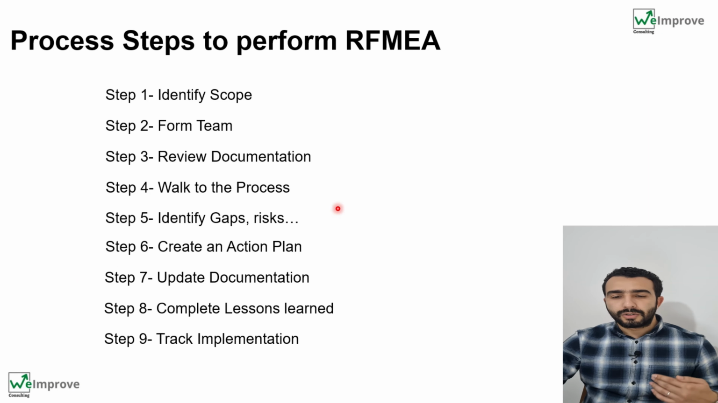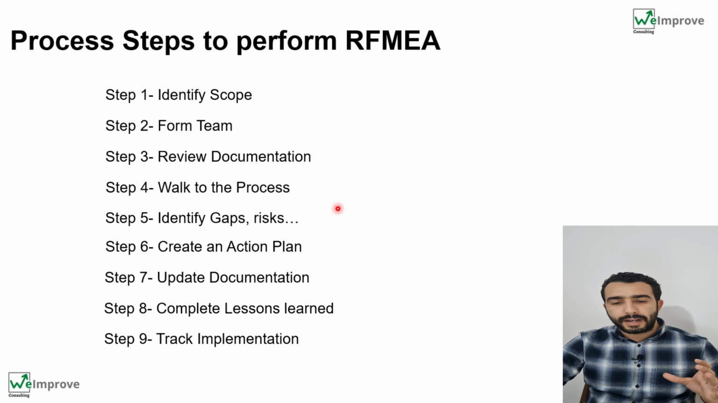So now let's go to the 9 steps on how to perform the reverse FMEA. I defined 9 steps for you. If you follow those 9 steps, you will have a good result of your reverse FMEA and all the customers will be satisfied. So the first step is to identify the scope. Second step is to form the team. The third step is to review the documentation, then to work through the process. After that, identify gaps and risks. Step 6 is to create an action plan. Step 7 is to update documentation. Step 8, complete lessons learned. And step 9 is to track the implementation. So let's see one by one right now.